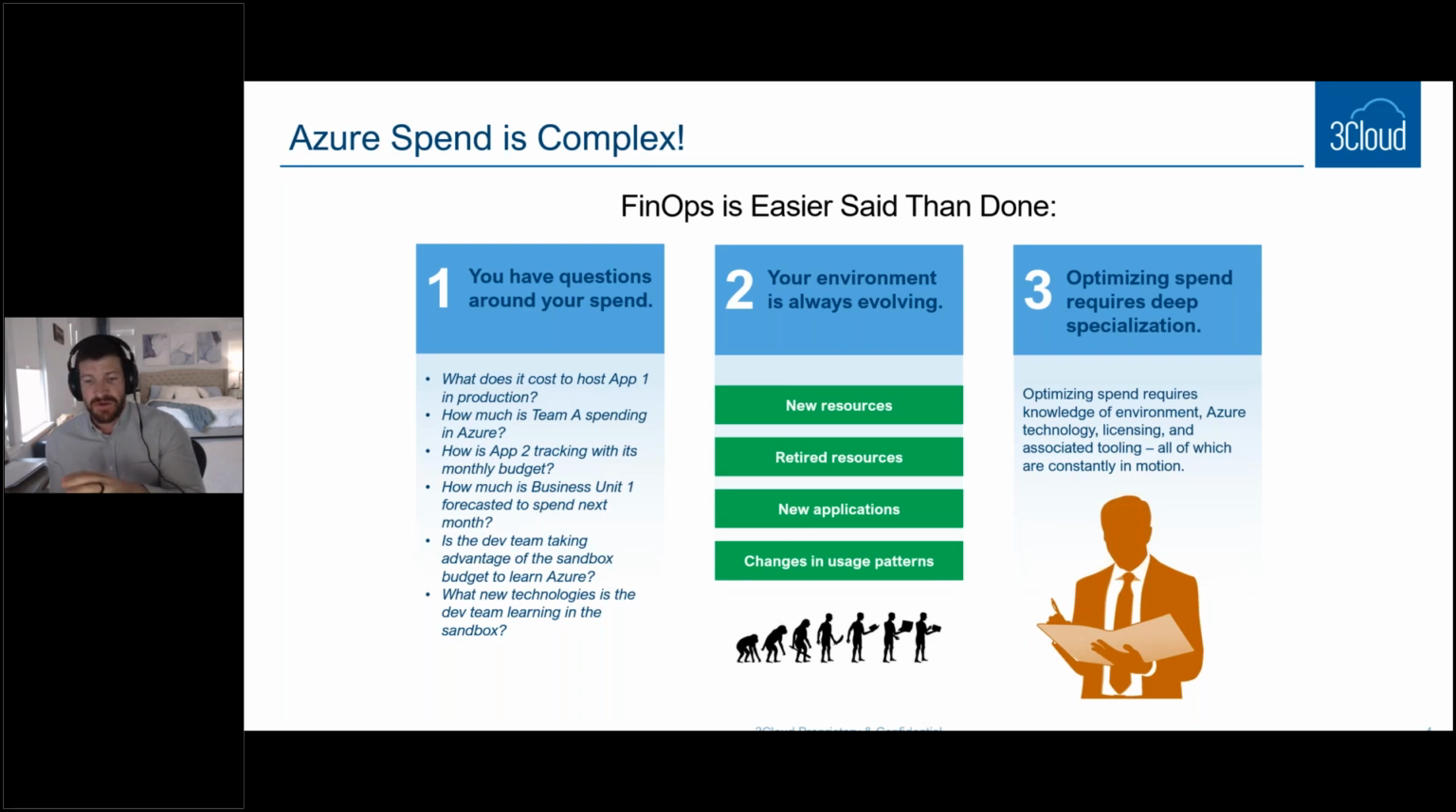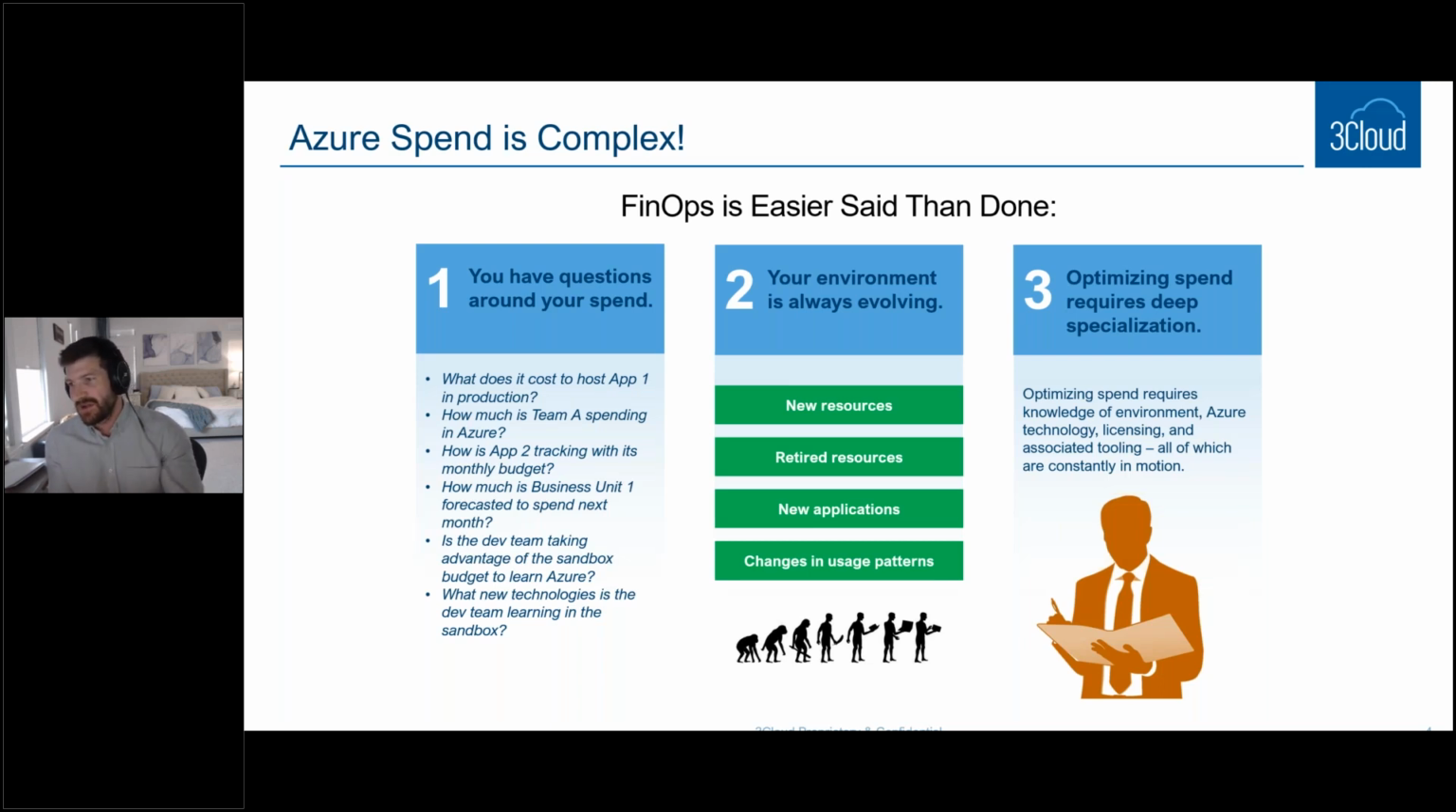And so first of all, when you look at how complex spend is, there's a million questions you can ask. There's a million different aspects of what can go right and what can go wrong. What does application 1 cost to host? Is business unit 1 forecasting the actual proper number that they're going to spend, or based on demand, is it going to shuffle up and down? So there's all these variables that can change, and your environment is also evolving.